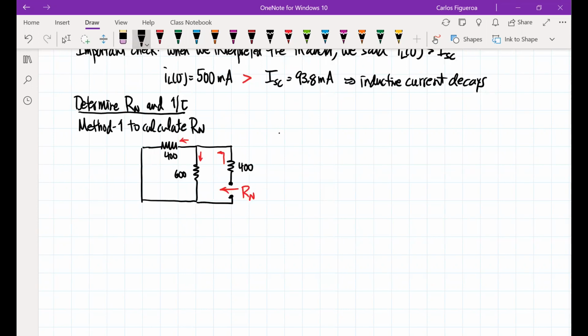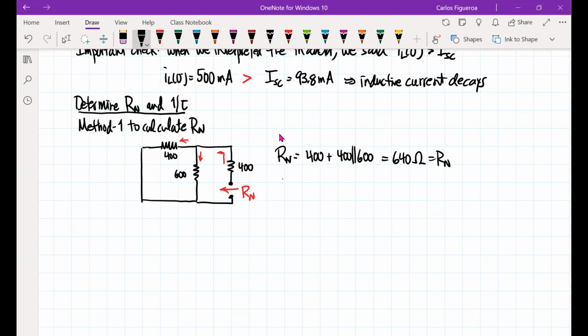So if I calculate this thing, you could then say that Rth, I'm going to have the 400 in series with 400 parallel to 600. And if you compute that number, you get 640 ohms for Rth.